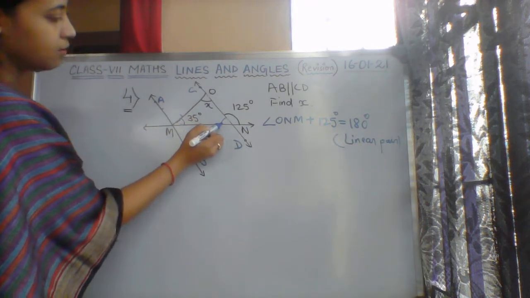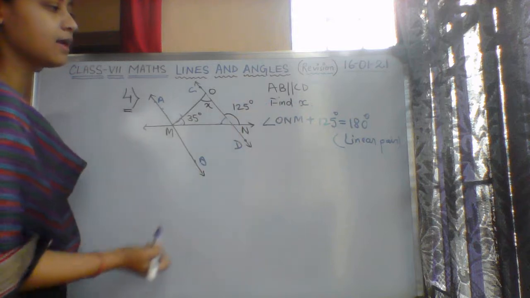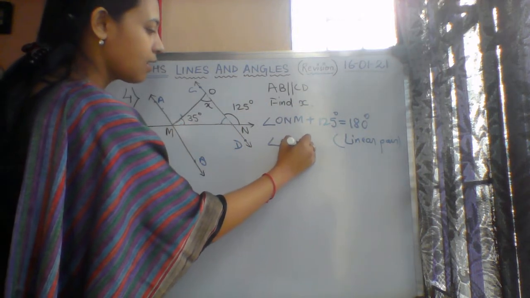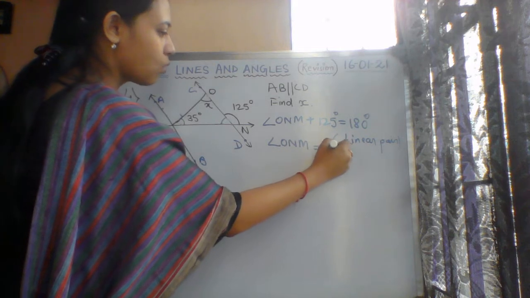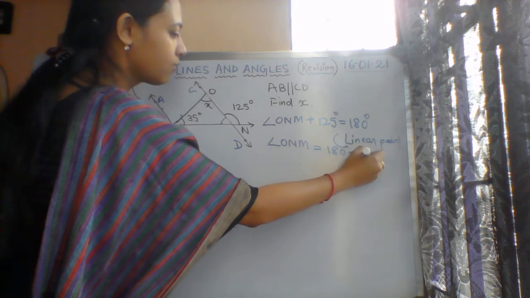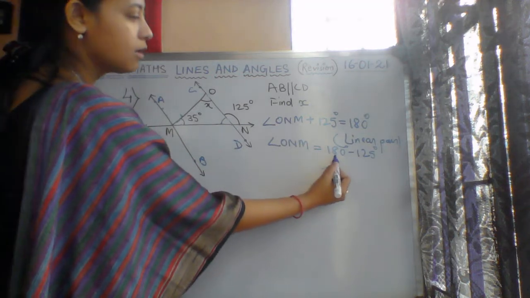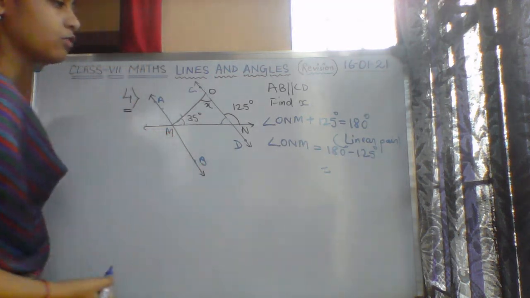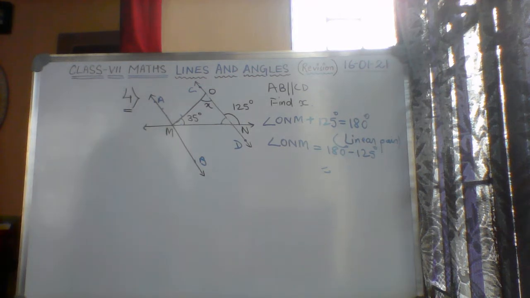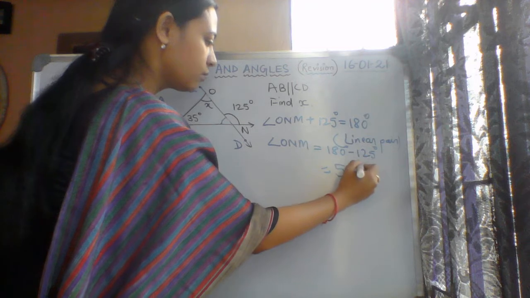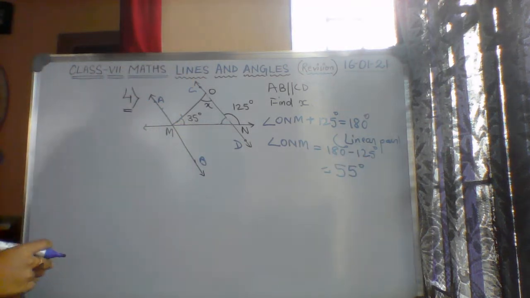Angle ONM plus 125 degree should be 180 degree because of linear pair. So angle ONM equals 180 degree minus 125 degree. How much will that come? You will be seeing 8 over here, 2 over here, you will be writing 65. Don't make that mistake. I'm telling again and again, that will be 55 degree.